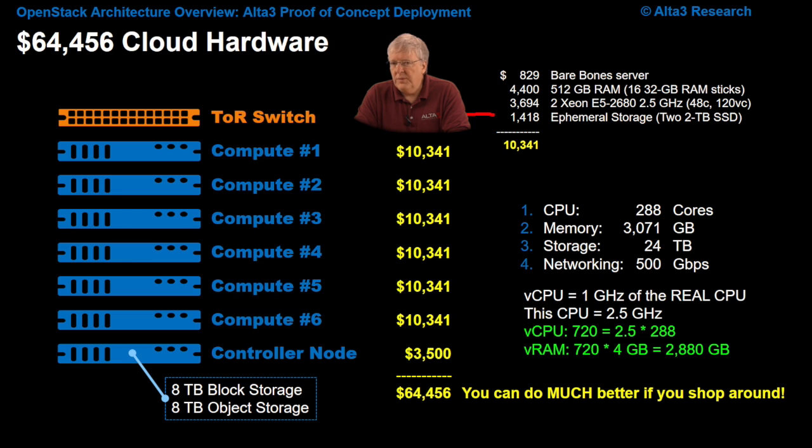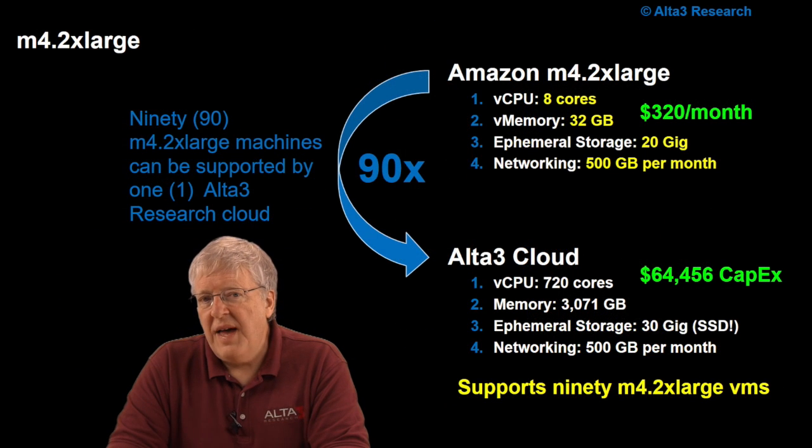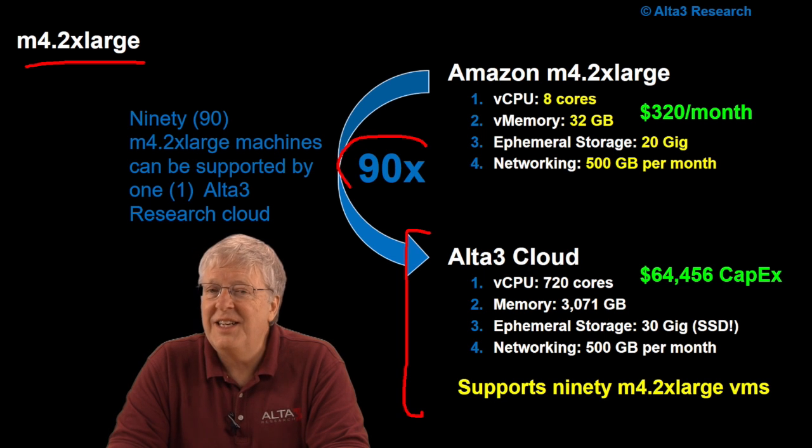Of course, I need ephemeral storage, and let's go with solid state drives. So these are going to be two 2 terabyte solid state drives, or 4 terabytes of RAID 0. So this is screaming fast storage. That would actually be really expensive in the Amazon picture. I'm not going to run up the Amazon bill. When you see what the numbers are here in a moment, you'll see I don't have to. So there you have it, the 6 compute nodes, roughly $10,000 each, and a controller totaling $64,456. Now, do you remember that M4.2XLarge that we were talking about? That cloud that I've just shown you is 90 of them.